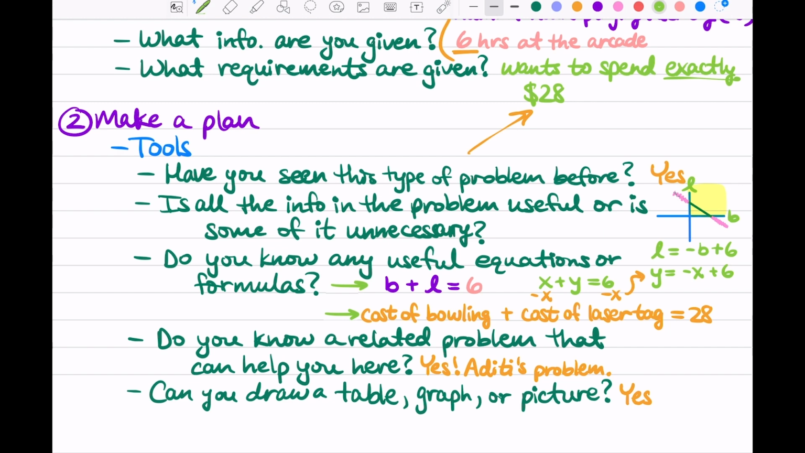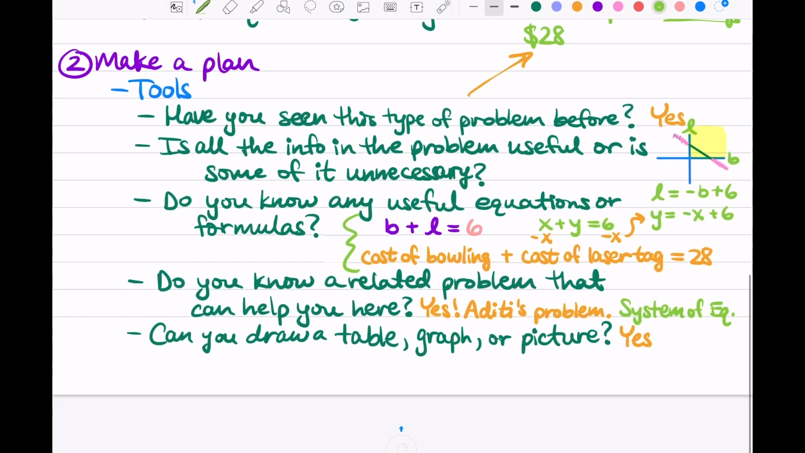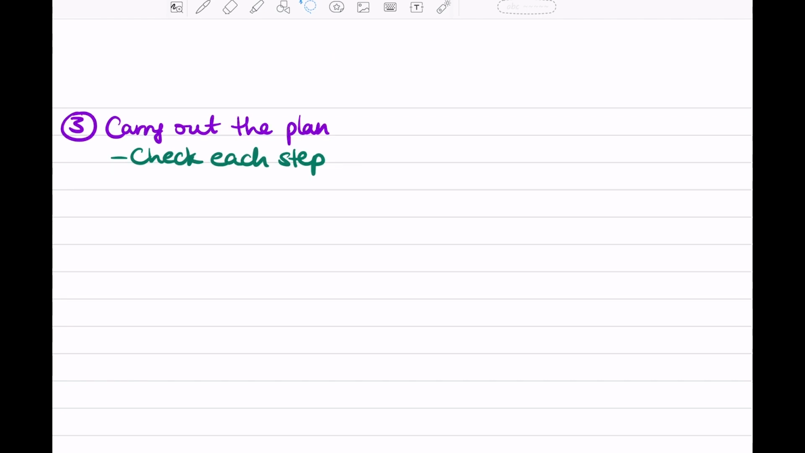So we can add an extra note. A related problem that we know is system of equations. So now that we've made all these notes using our tools, our plan will be to focus on our two equations, and we're going to simplify the second one in terms of B and L, and then solve it as a system of equations. Okay, now we can move on to step 3. Step 3 is to carry out the plan. So let's bring down our two equations.